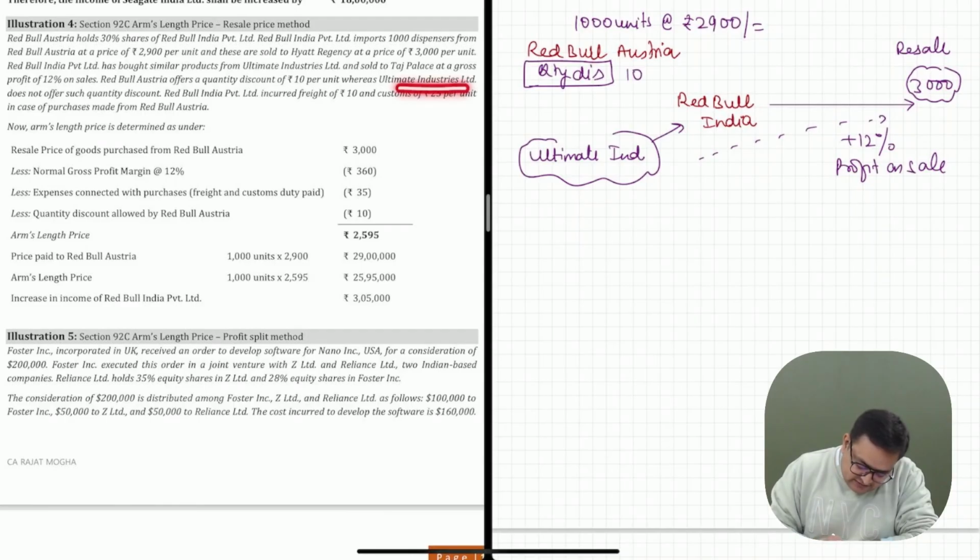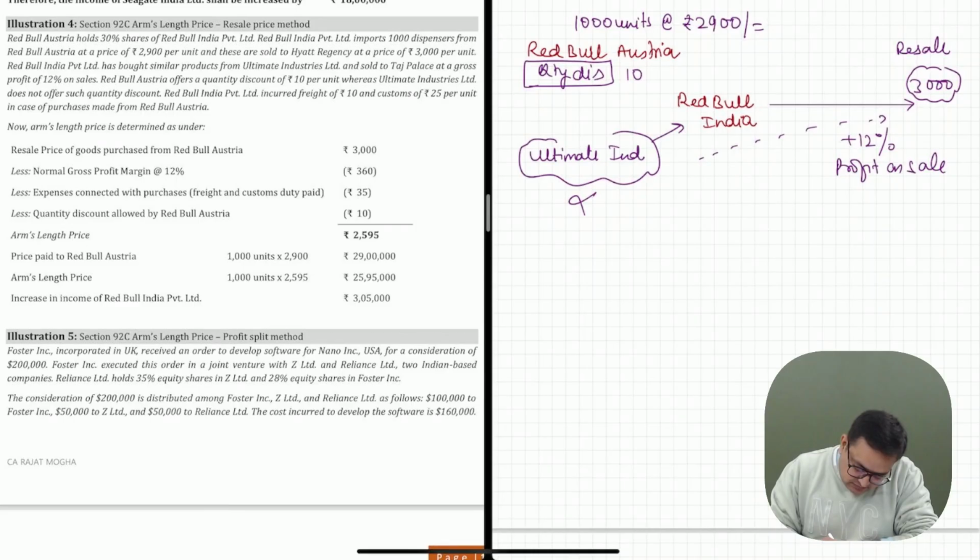Whereas Ultimate Industries does not offer such a quantity discount. So obviously their price might be more. So their price is more by 10, our price is less by 10. So we have to subtract 10 rupees as the functional difference when we get the price of this one. That you know, I believe.